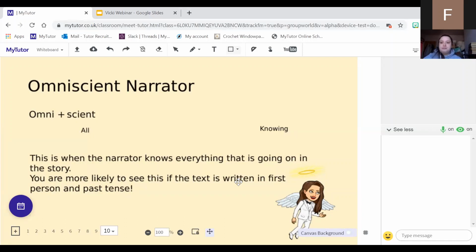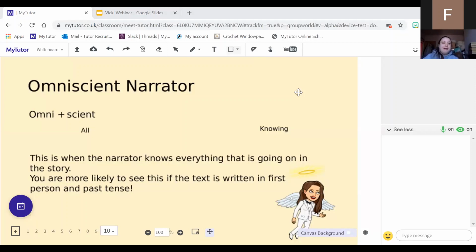So let's just have a look at the chat. Omnipotent isn't quite the same. Omnipotent means all powerful. So you could have an omnipotent narrator, but it's not something that you really need to worry about. I think it would be very rare for you to have an omnipotent narrator.